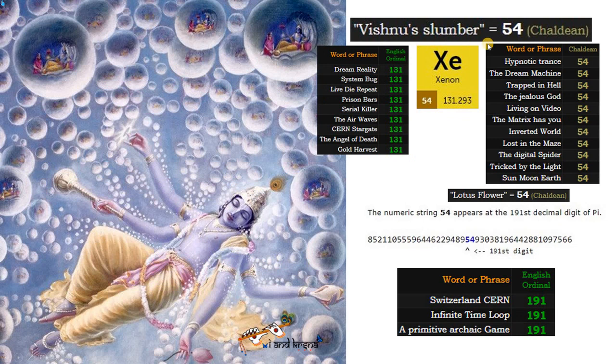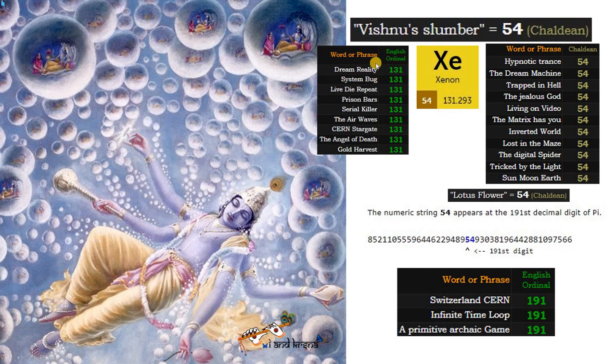Vishnu's slumber is 54 in Chaldean, and this is linked to element xenon. We just saw the list with 54 in Chaldean: hypnotic trance, the dream machine, trapped in hell, the jealous God, and so on. So I will not read it all again. Here what is important is the atomic mass of xenon, that is 131, and in English original we have the following expressions.